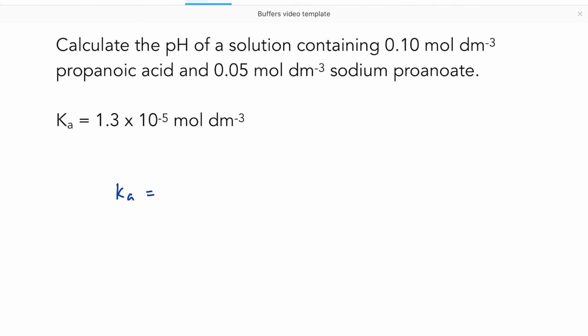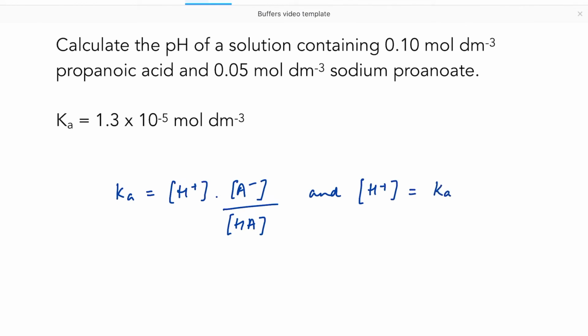So let's go back to our original expression for our buffer system, Ka equals H plus times A minus over HA. I'm leaving out state symbols for the purposes of the calculation. And if I rearrange that, my hydrogen ion concentration, which I need in order to find the pH, is equal to Ka times the weak acid concentration over the concentration of the salt.